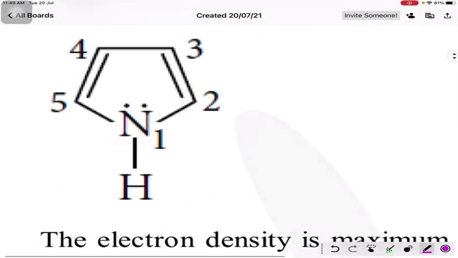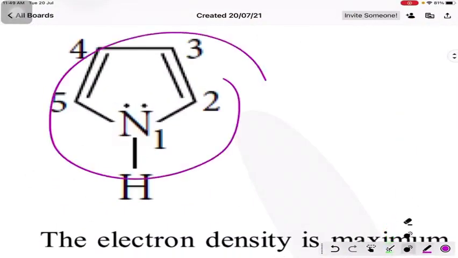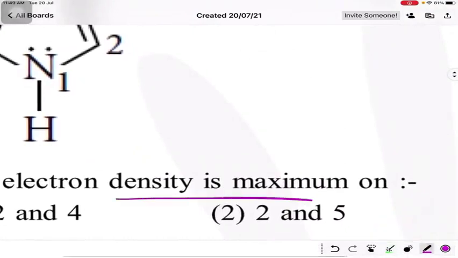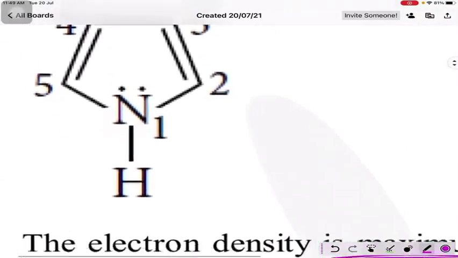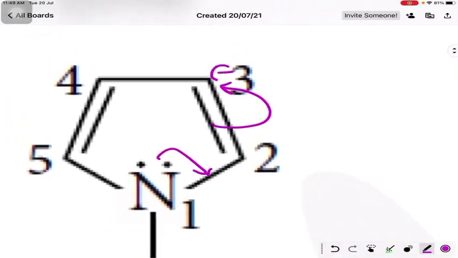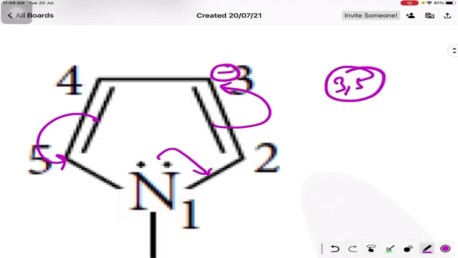In pyrrole, this is the structure of pyrrole. You have been asked for the region of highest electron density. For that you can draw the resonating structures. With the help of resonating structures you will get electron density highest at position number 3 and then position number 5. So 3 and 5 cannot be the answer because these positions are not equivalent.